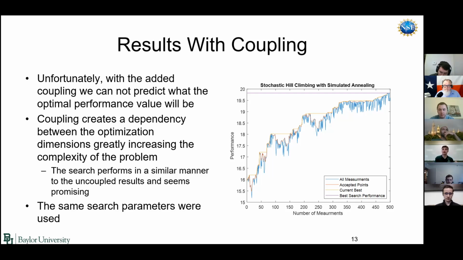And again, this is the same search parameters that were done with the other one. It's just adding that coupling in, creating that dependence between all those optimization dimensions, greatly increasing the complexity.